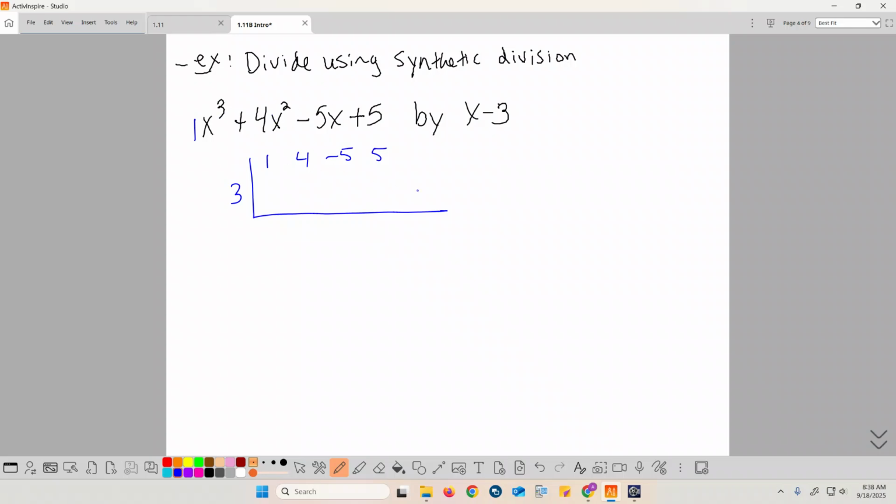You want to put a 0 almost as a placeholder there, okay? All right, the way we start synthetic division, we bring down that first term, and we do the multiplication always with the stuff on the outside. So 3 times 1 gives us 3. That's just going to get put right here in the next column.